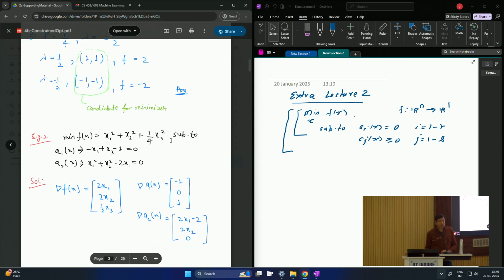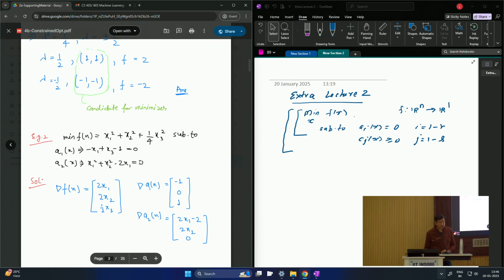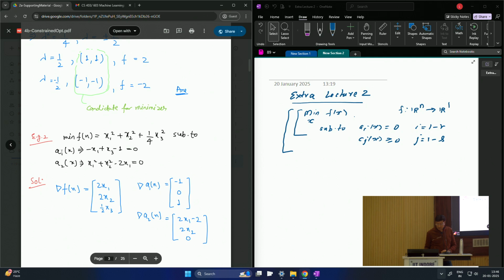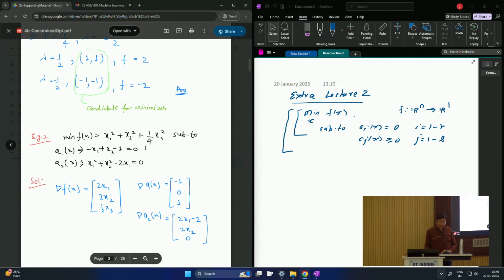The function is now going from a three-dimensional space to a one-dimensional space. There are two constraints, A1 and A2. So we'll find gradients of these. We'll find gradients of these. Now what will you write? The gradient of this is equal to lambda 1 times the gradient of this plus lambda 2 times the gradient of this. So how many equations will you get? 3 equations, and then you need 2 more equations. They will come from the A conditions that the constraints are equal to 0.